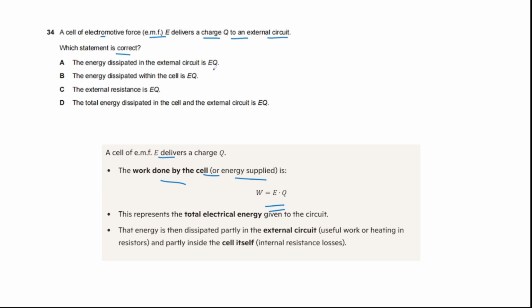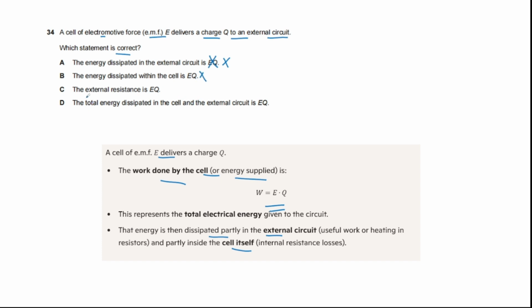This is not a correct option because the external circuit will be having only a part. So the energy is dissipated partially in the external circuit and partially inside the cell. So EQ is not a correct option because E is the total EMF. And option B, the energy dissipated within the cell is EQ. So not all the E value is dissipated inside the cell, so this is also wrong.